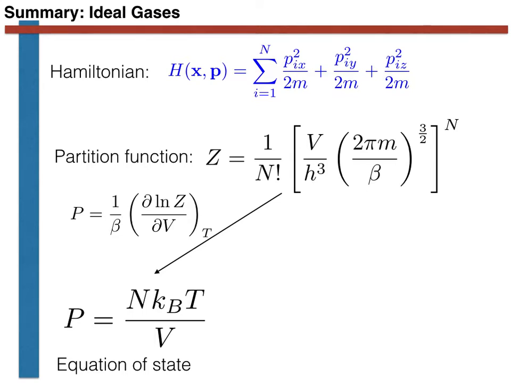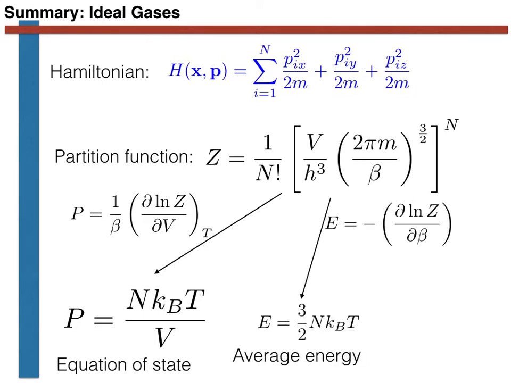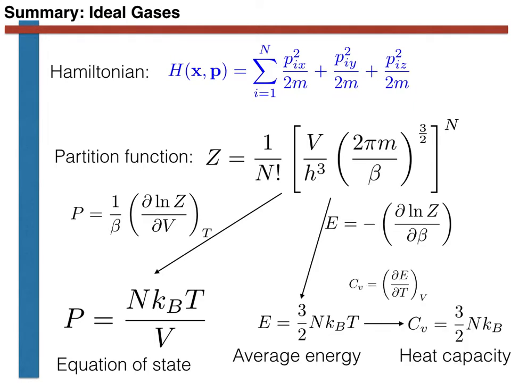Alternatively, we can calculate the average energy of the atoms in the gas by taking minus the derivative of the logarithm of the partition function with respect to beta. We thus find that the average energy of the ideal gas is equal to the expression shown here, and that as a consequence of this result, the constant volume heat capacity for the ideal gas does not depend on temperature.